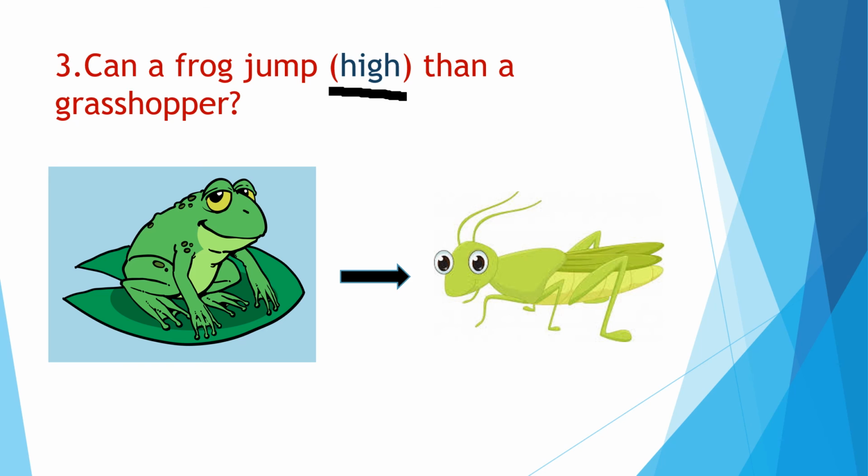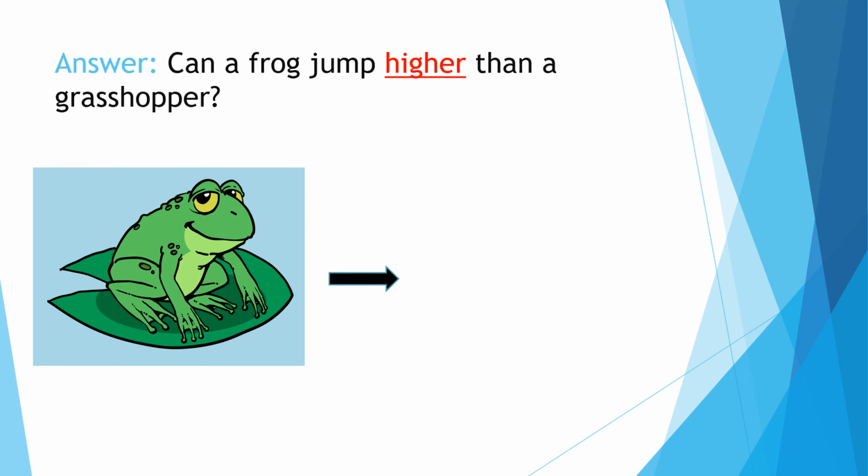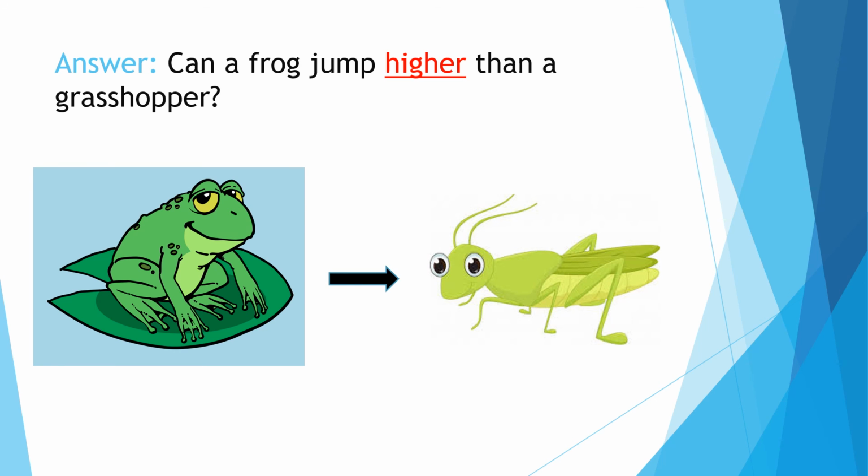So, what is the form of the adjective high now? The adjective form, that is comparative form. So, which spelling do we need to add here? Er at the end of the word high only. So high became higher. So let's read out the answer. Can a frog jump higher than a grasshopper? So as I said, we need to add er at the end whenever we are comparing an adjective between two persons or two things.